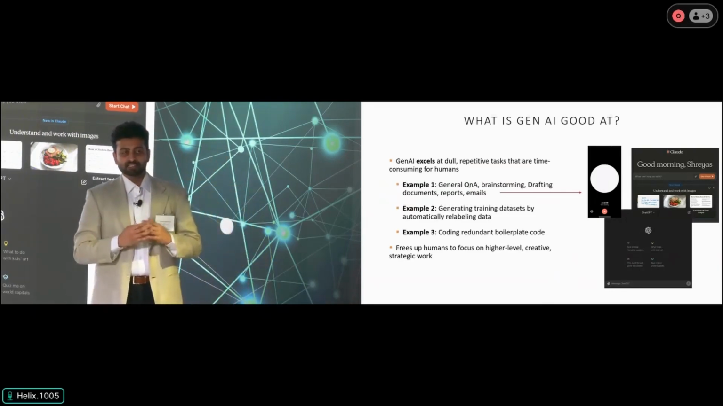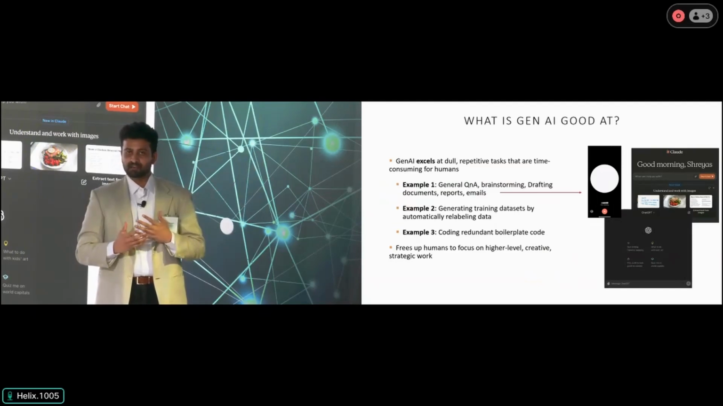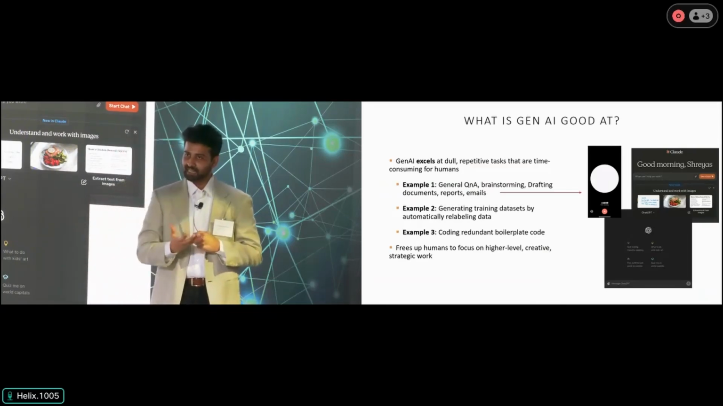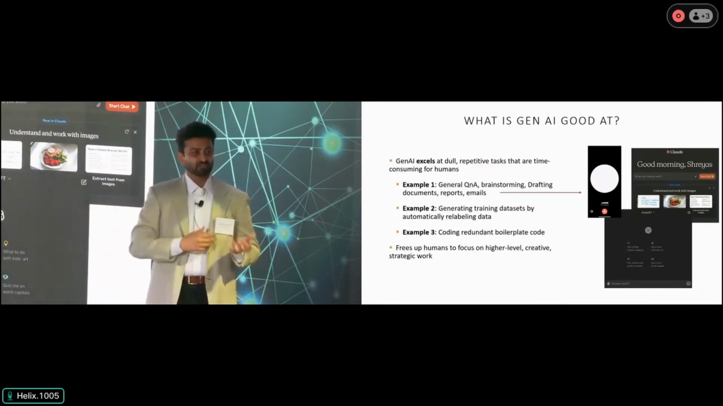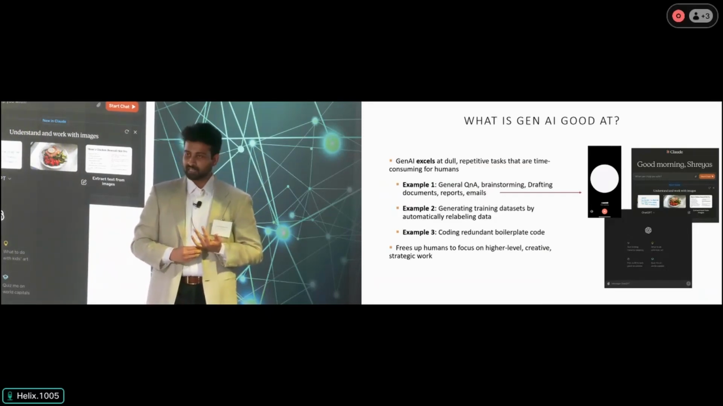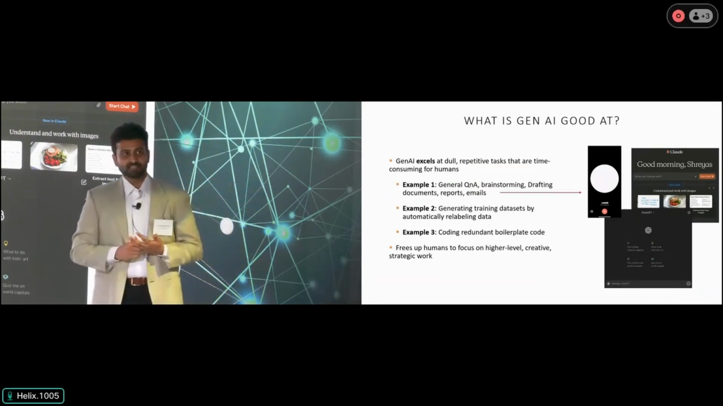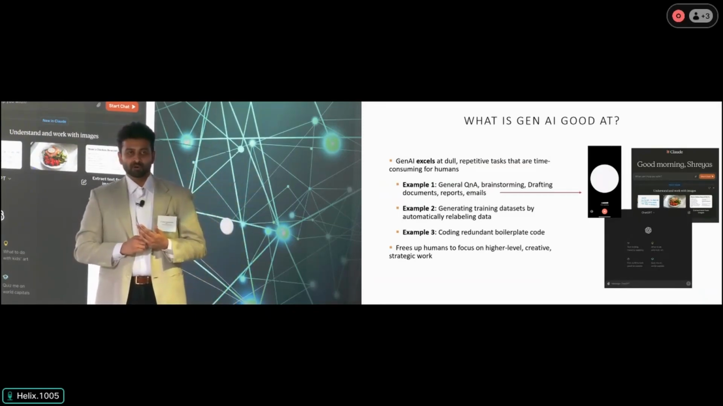So what we know so far is that general Q&A, brainstorming, and drafting documents and emails, this is something that Gen AI models generally hit out of the park, right? Things that are slightly more advanced, like maybe generating training data sets and synthetic data that can be used for simulation or for fine-tuning, also using coding co-pilots. Those are getting a lot of attention and therefore do better at today's benchmarks, right? And we know this frees up human time to focus on higher level, more creative, more strategic work, and that's for sure something that Gen AI excels in.